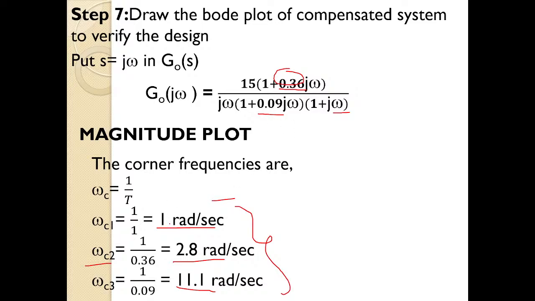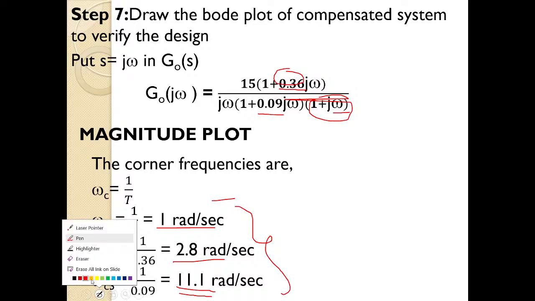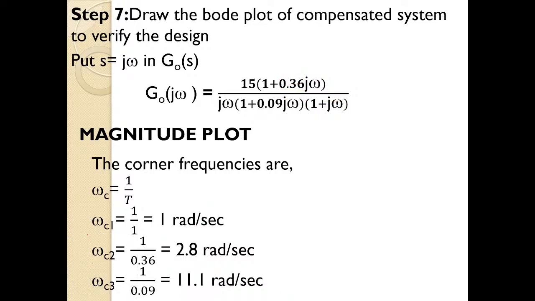Whichever corner frequency is smaller, you can see the corner frequency of this factor is the smallest corner frequency. That's why you consider that as omega c1. Later, whichever corner frequency is just larger than the previous one, you consider it as omega c2, and the largest corner frequency you consider as omega c3. So I hope you have understood. The corner frequency notations should be given in increasing order.